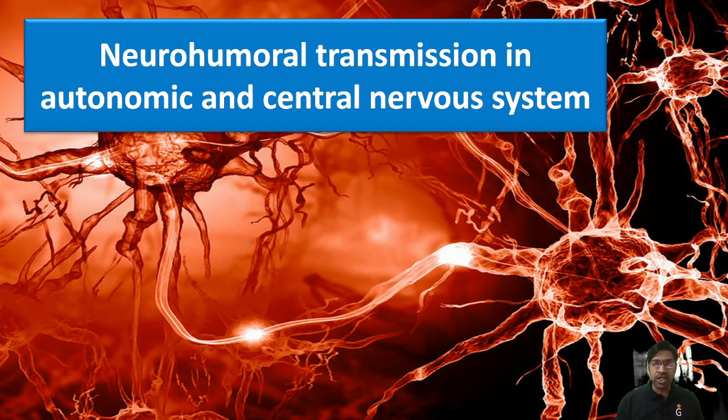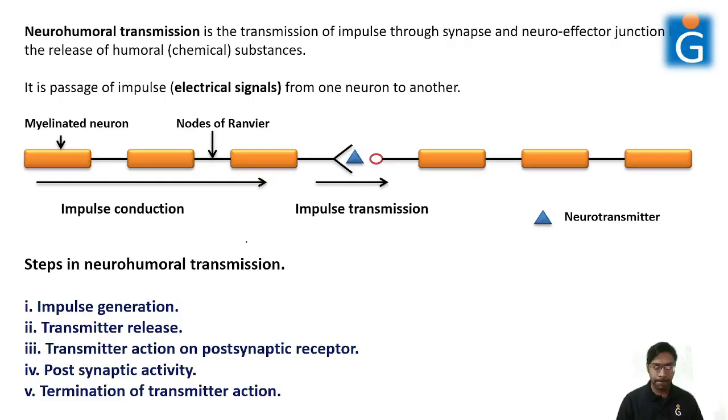Today's topic of discussion is neurohumoral transmission in the central and autonomic nervous system. First of all, I am going to tell you what is neurohumoral transmission. Neuro means something related to the nervous system and humoral means a chemical substance. What is the meaning of humoral? Humoral means a chemical substance involved in the transmission of nerve signals or nerve impulses from one neuron to another through the synapse or neuroeffector junction. This is collectively called neurohumoral transmission.